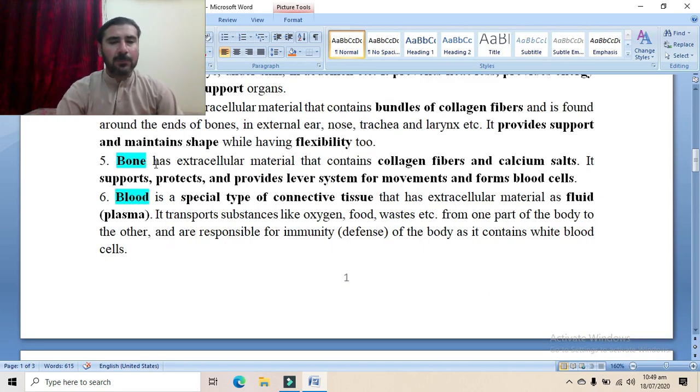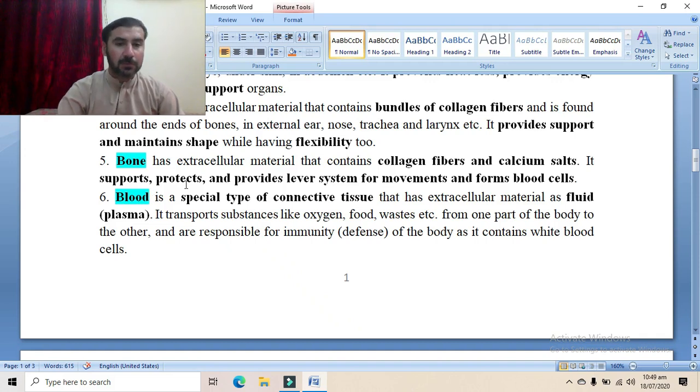So number 5, bone. Bone has extracellular material that contains collagen fiber and calcium salt. Bone has extracellular material like other connective tissues, but it additionally has calcium salts. Not only calcium, at your level only calcium is mentioned, but there is also magnesium, there is also potassium. So various minerals are present in our bones which provide strength and hardness to our bones. So calcium, magnesium, potassium, these are all present in our bone.